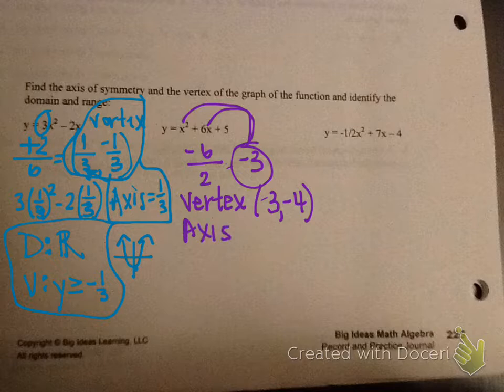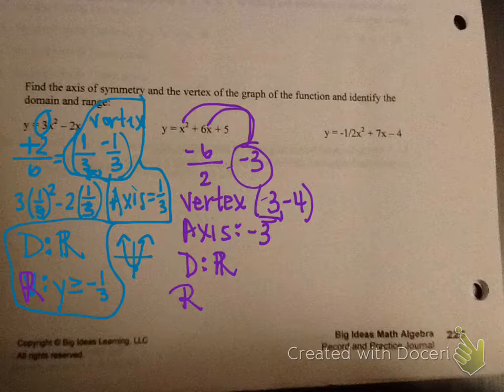The axis of symmetry is the same as my x value of my vertex. The domain is going to be all real numbers, and the range, this is going to have a minimum because it opens up, and the vertex is at -3, -4, so it's down 4, so y is greater than or equal to -4.